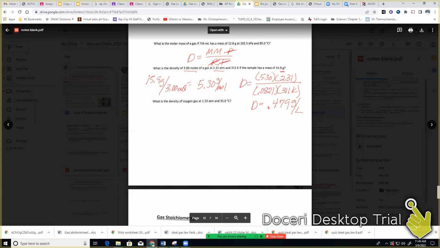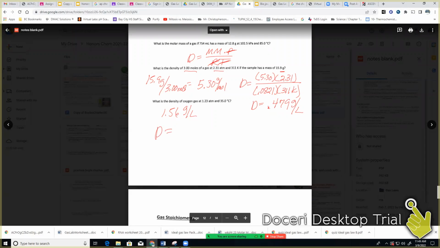Anybody have an answer they want to try? Juan, what'd you get back there? That's what I got too. And my units, because it's density, would be grams per liter. All right. Does anybody want me to work that one through? You do? Okay. So we're still going to be using this formula to find my density.